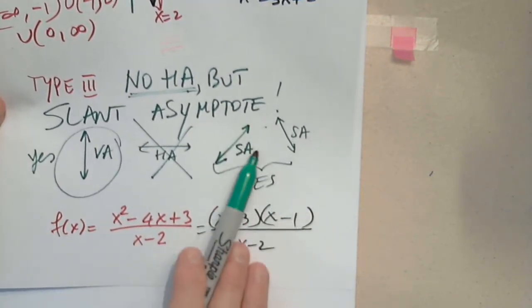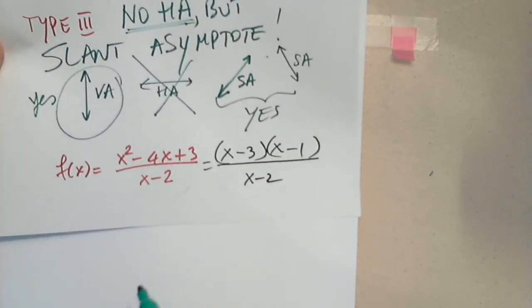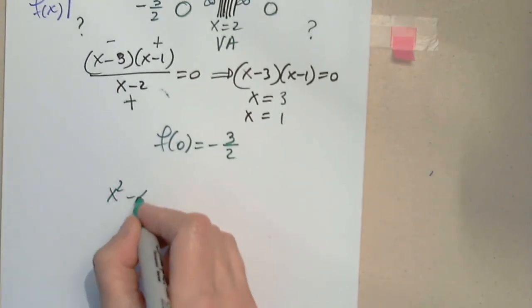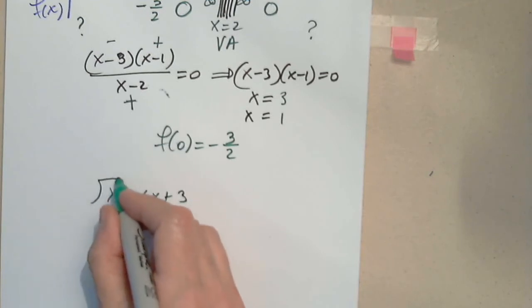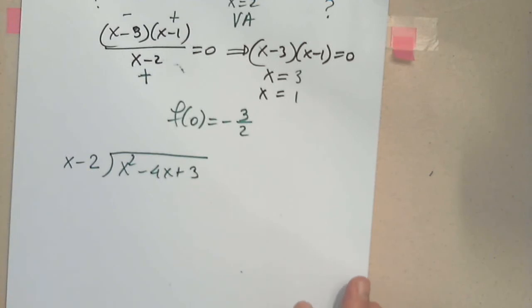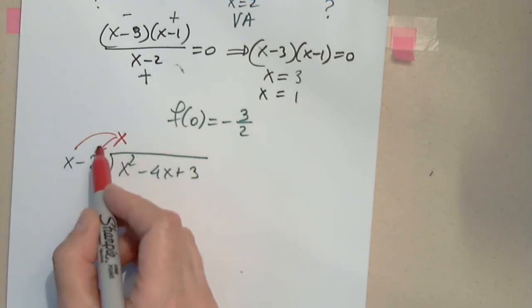How do I determine the slant asymptote? I divide the numerator by the denominator using long division. So x squared minus 4x plus 3 gets divided by x minus 2. This is only for determining the slant asymptote. That's why we studied 3.3 for 3.5. X times what is x squared? X. Very good. We go back and distribute.